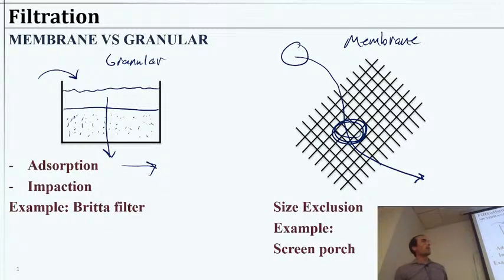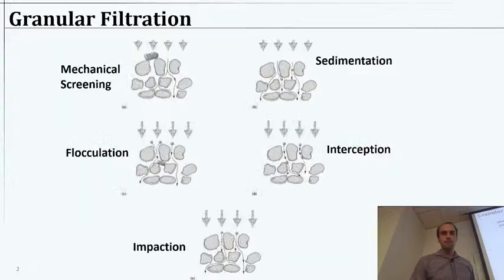Another good example for the membrane is a screen porch, right? We want air to be able to pass through the screen, have a nice breeze, but we don't want those mosquitoes or other bugs, right? So we are filtering out certain sized objects, but allowing the liquid through. Okay, so that's going to be our membrane filtration compared to the granular. So today and next time we'll talk about granular filtration and what it does, how we do it, how we design it, and what the key operating principles are that we need to keep in mind.